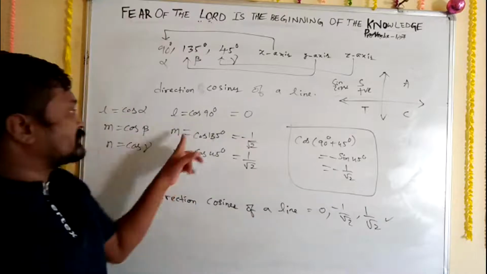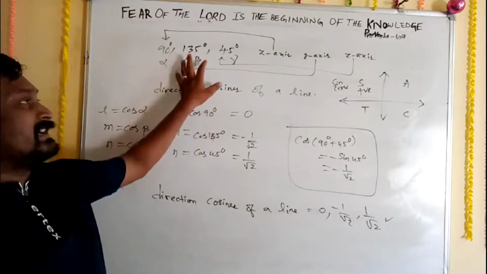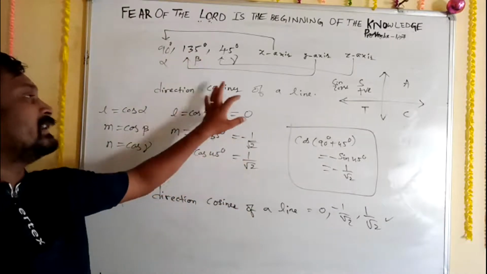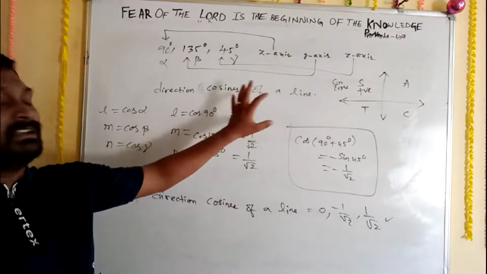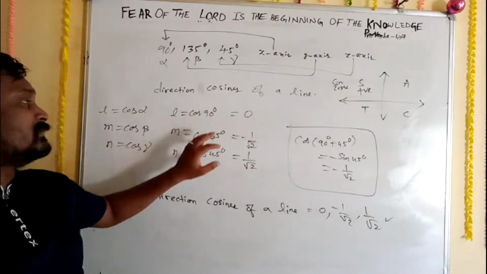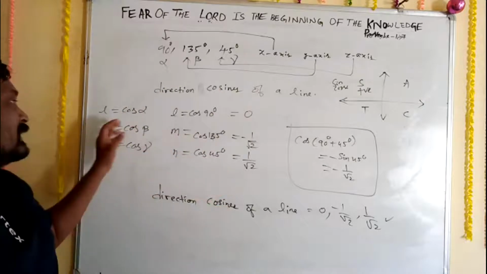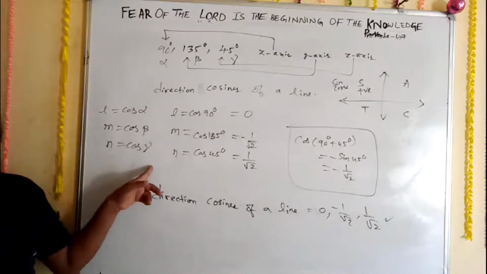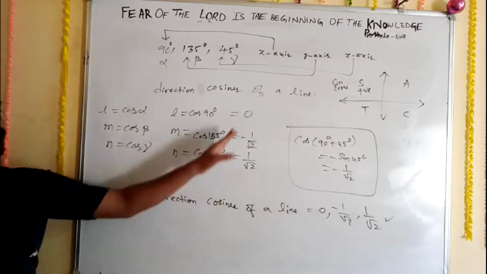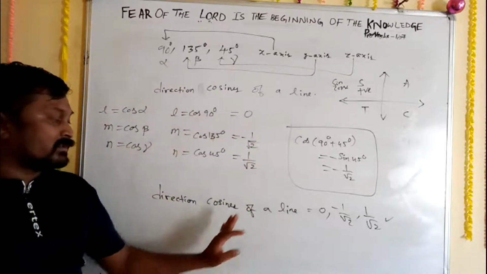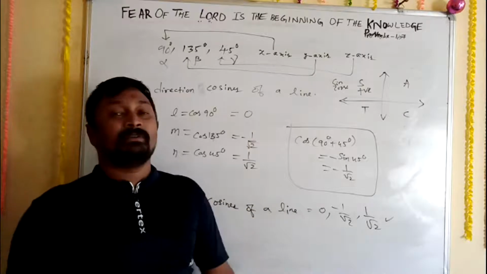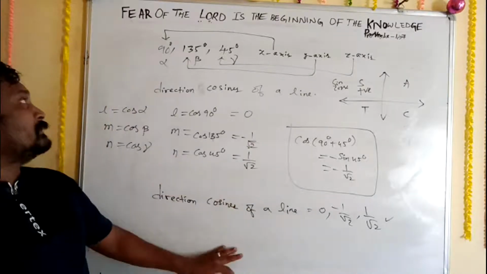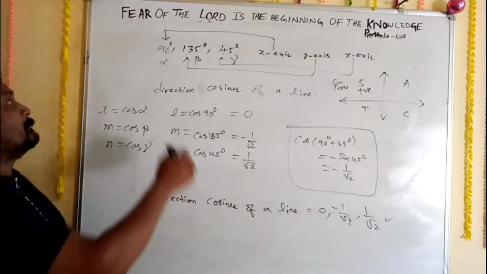So I hope you have understood this. Just angles are given and they ask you to find the direction cosines of a line. Just simply put those angles in the cos, because you know that l is equal to cos alpha, m is equal to cos beta, n is equal to cos gamma. Just apply that formula, you are going to get the answers. That is only your direction cosines of a line. Okay, so that is about your problem number 5.